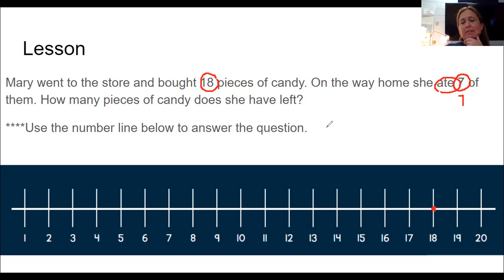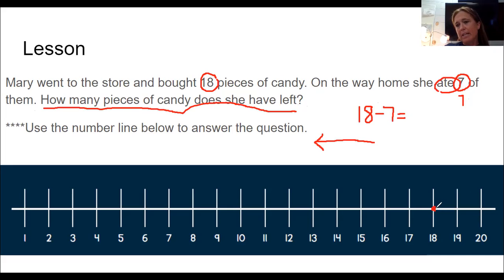She ate 7 pieces. That means, does she have them anymore? Nope, they're gone. She ate them. So now we're trying to figure out how many pieces she has left. So we're moving this direction on the number line because our number of candies is getting smaller. We're subtracting. So we're saying 18 minus 7 equals something, okay? So let's figure out what that is.